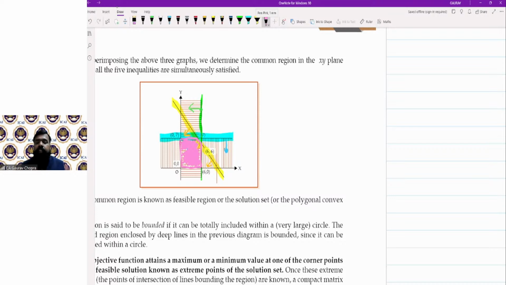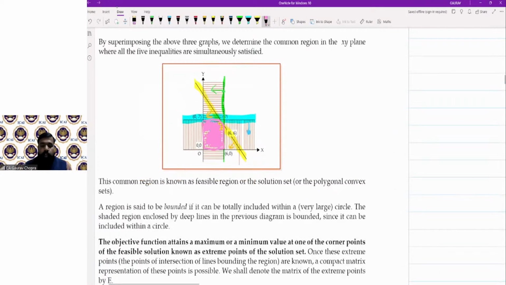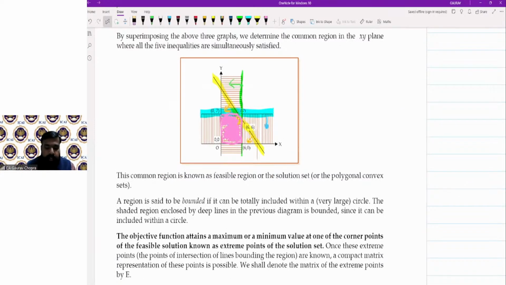Okay, so less than means towards the origin and more than means away from the origin. So this is the required area. This common region is known as the feasible region. You can mark this: the common region is known as the feasible region, or the solution set, or the polygonal convex set. So there are alternative names which you can remember.